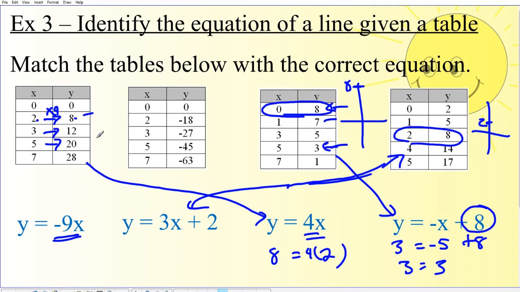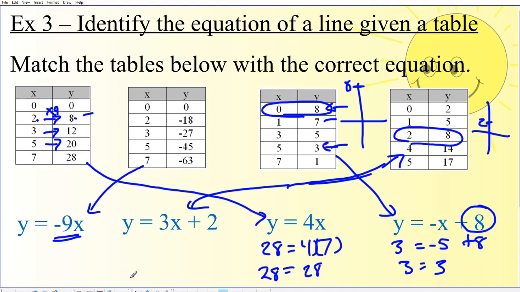We plugged in the point into the equation, and it worked. Now, I can plug in a different point. I can plug in any of the points. I'll plug in the bottom one. Why not? So when the x value is 7, the y value is 28. Does that math work out? Is 4 times 7 equal to 28? Well, heck yeah, it is. Which means that this table has to match up with that equation.